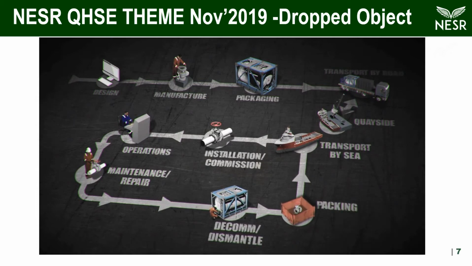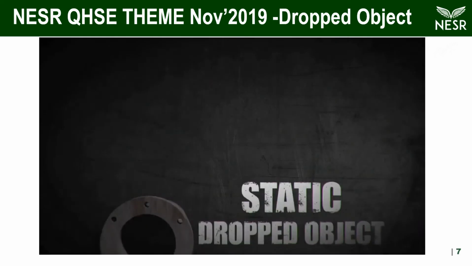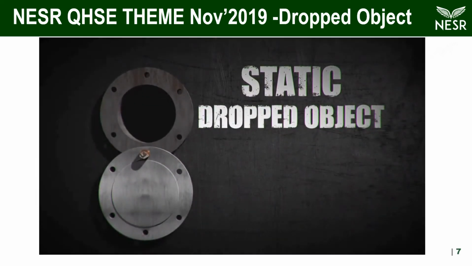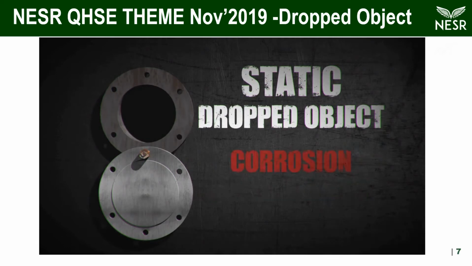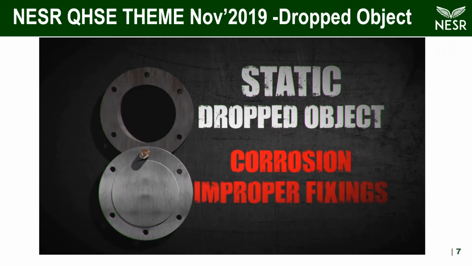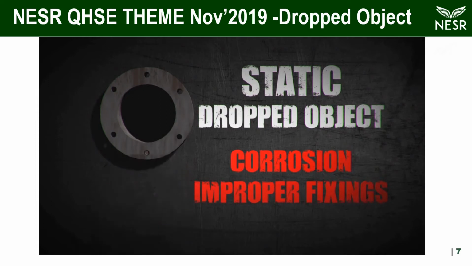There are 2 categories of dropped objects. The first is a static dropped object. This is any object that falls from its previous position under its own weight, that is gravity driven without another applied force. This could, for example, include failures caused by corrosion or improper fixings.